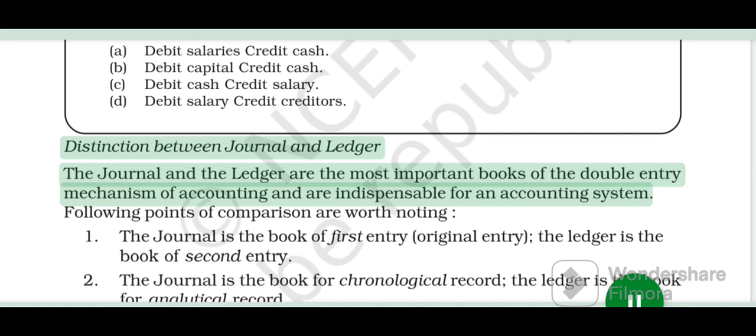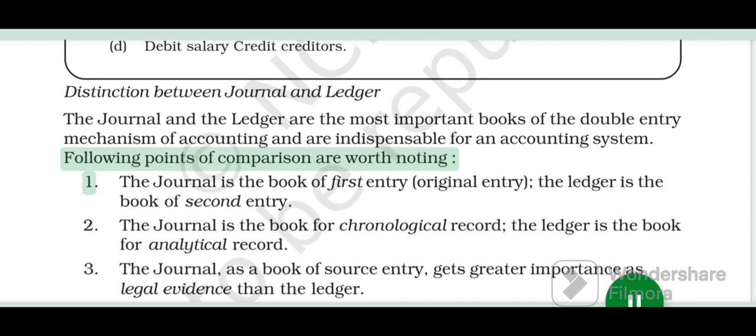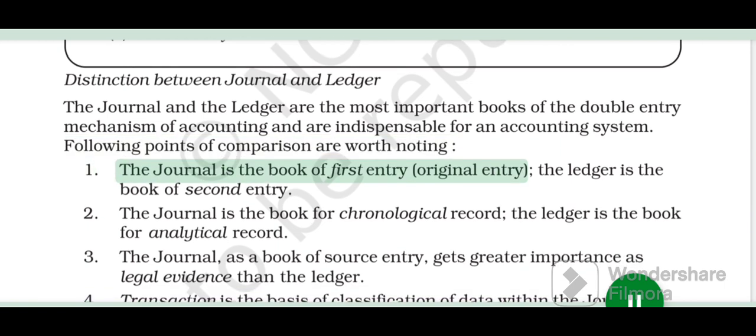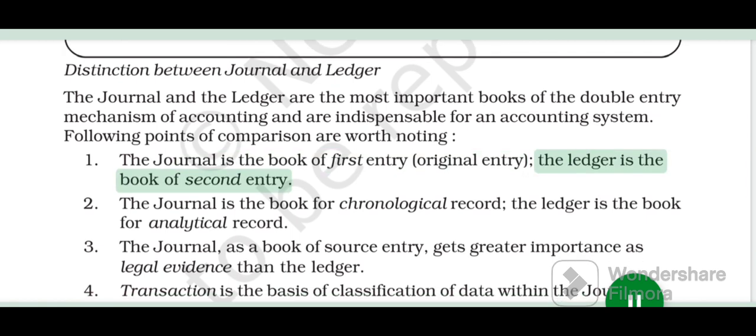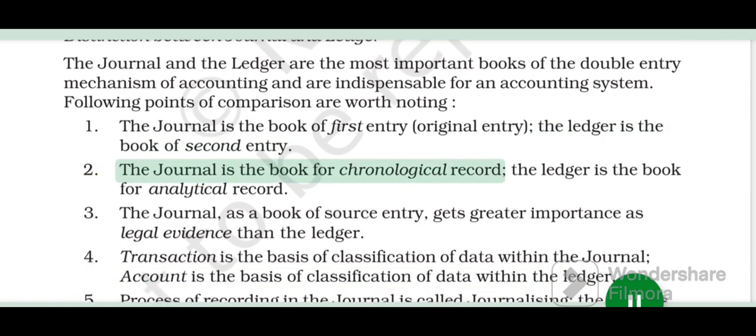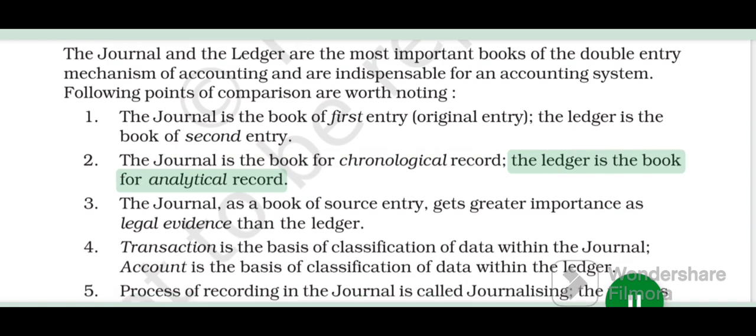Distinction between journal and ledger. The journal and the ledger are the most important books of the double entry mechanism of accounting and are indispensable for an accounting system. Following points of comparison are worth noting. 1. The journal is the book of first entry, original entry. The ledger is the book of second entry. 2. The journal is the book for chronological record. The ledger is the book for analytical record.